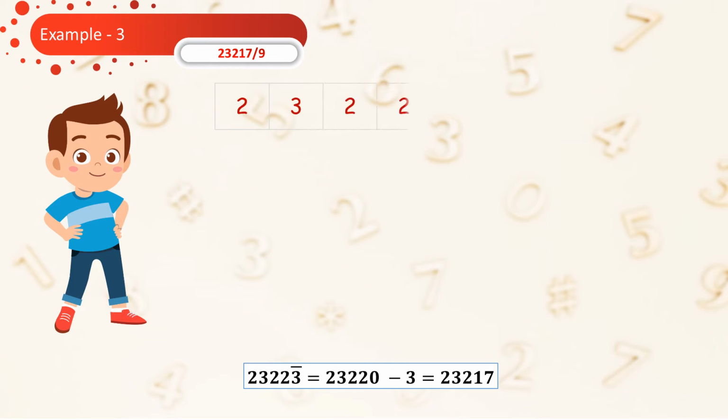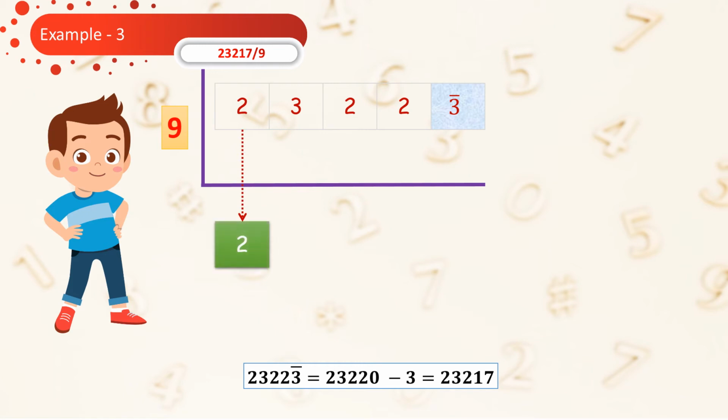So instead of writing 23217, we write 2322 bar 3 and we repeat the whole division by 9 again. The first step, write down the 2 as it is. 3 plus 2 is 5. Put the 5 next to 2.